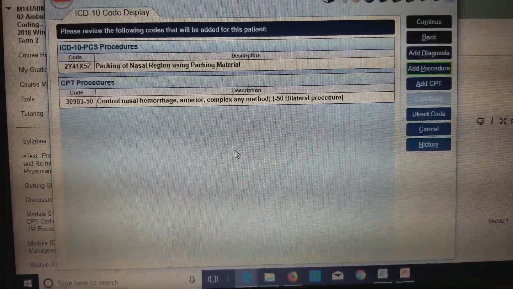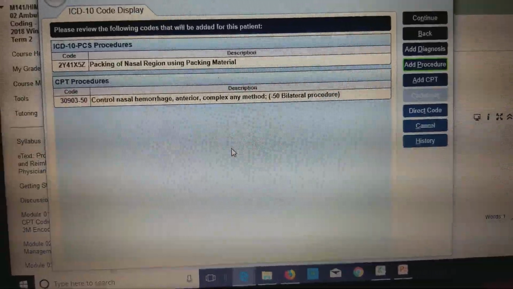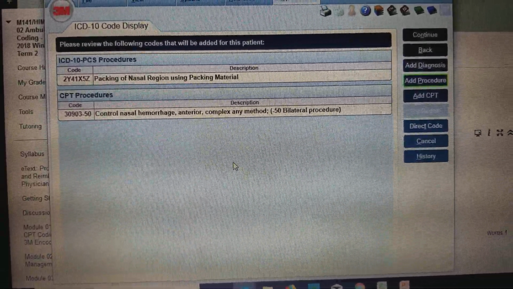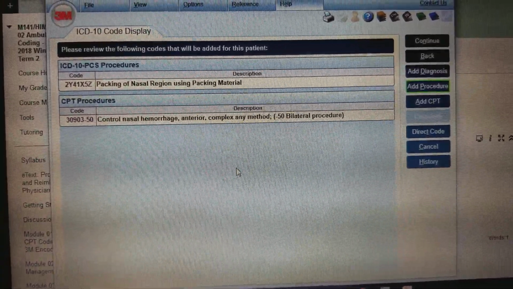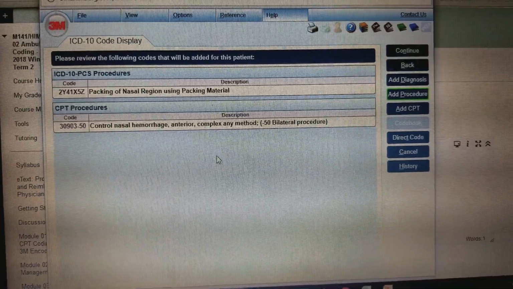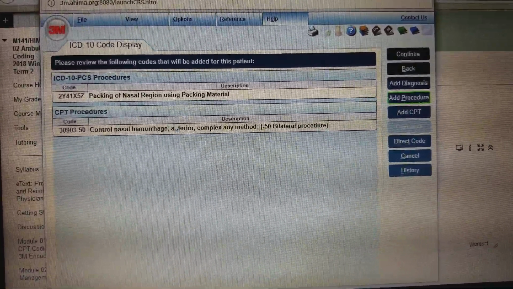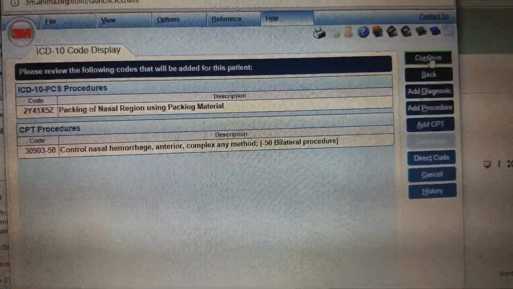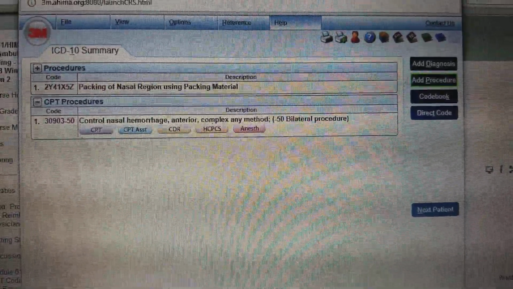But if you have limited information, that's a good example to show you what I did before. I was kind of flailing all over the place and trying to figure out which way was the best path to go. And because I didn't have the question pulled up, I didn't know all the information. So you got to go with the best path with the information that you are given. And anterior, complex, bilateral, 30903. And then you can hit continue. And there's your codes. So this is your encoder.